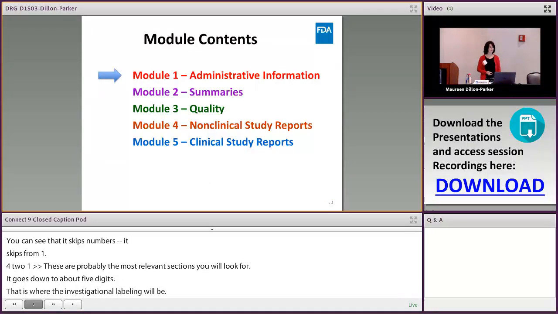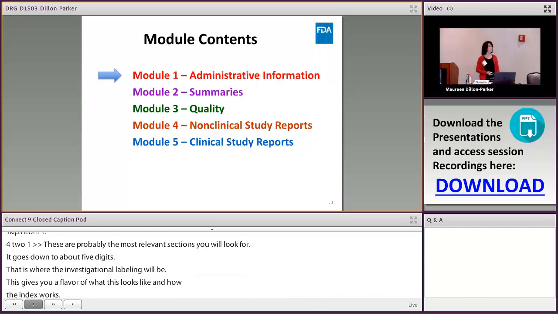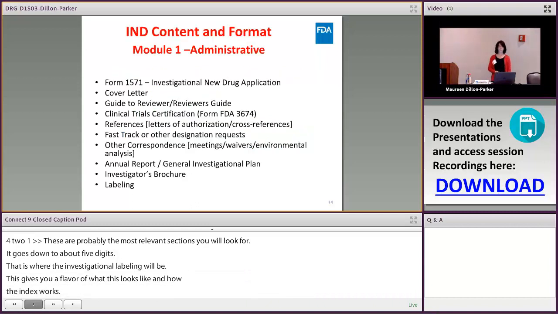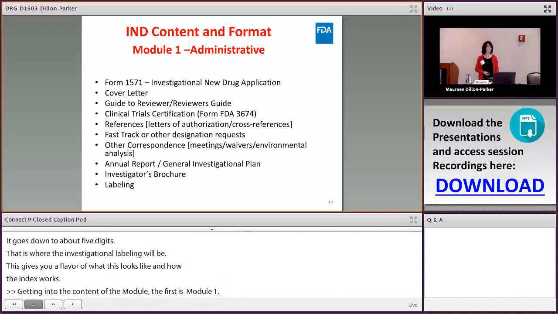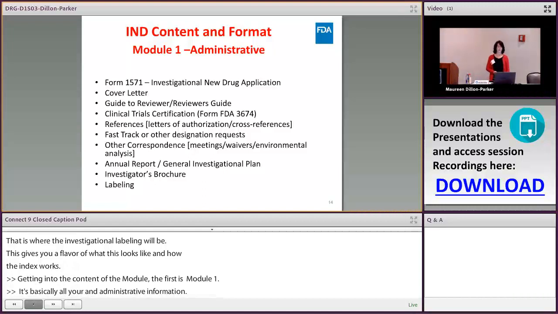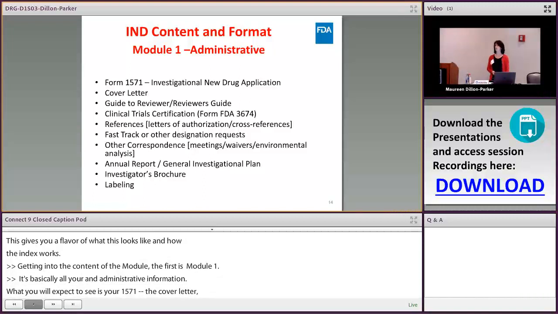Now getting into the contents of the modules, the first one that we'll talk about is Module 1. Module 1 is basically all your administrative information. So what you'll expect to see in this part is your 1571, your cover letter, your reviewer's guide, clinical trial certification, which we'll talk a little bit about, and any letters of authorization or references to other material that you want to use to support your application.